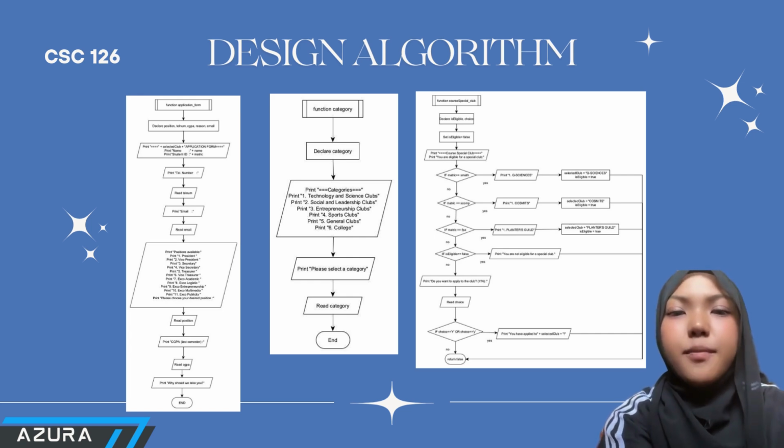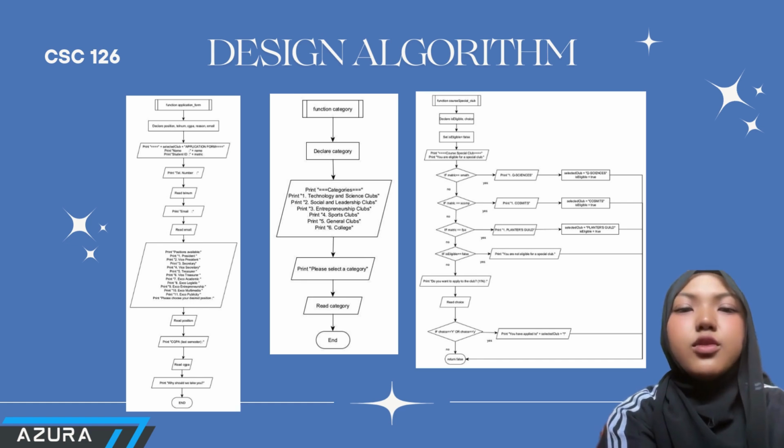For course special club, we use selection control structure and iteration control structure. The selection control structure in this function is implemented using an if statement to make a decision whether the student is eligible or not. Moreover, this function uses looping to check if the metric number exists in a predefined list.